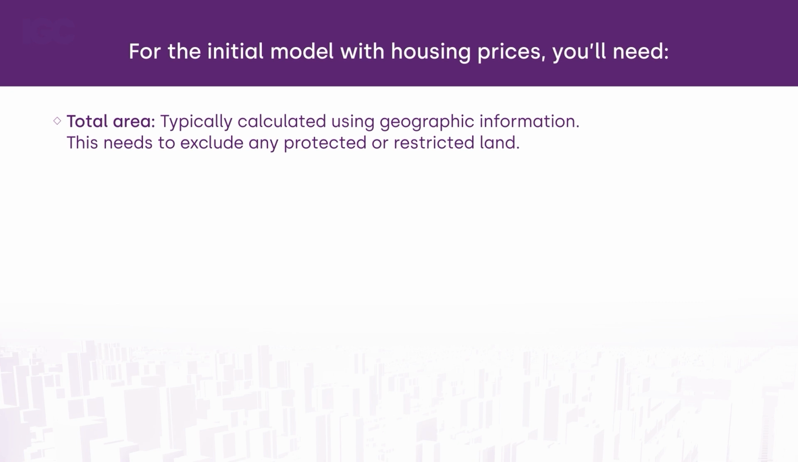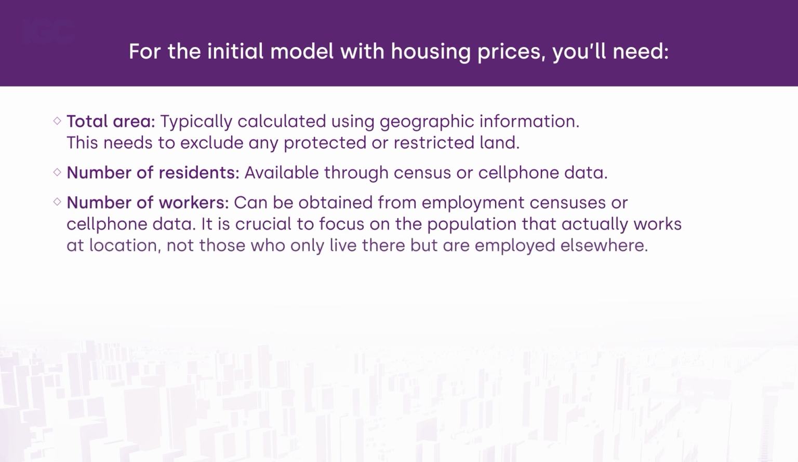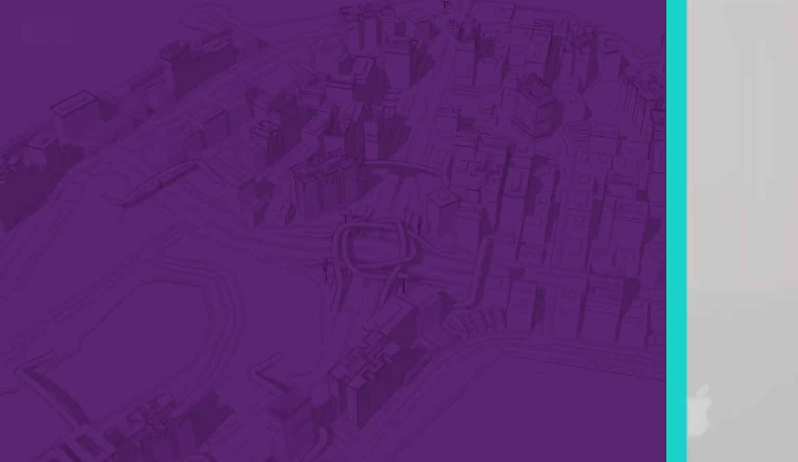For each of the spatial units in the model, you will also need to calculate the number of residents and the number of workers. The number of residents is often available through census data that measures where people live, and the number of workers is often obtained through economic census data that measures where people actually work. One alternative for obtaining the number of workers and residents is using cell phone data that looks at the locations of network users during certain times of the day and can count the number of people present in the locations of the city during the working and non-working hours.